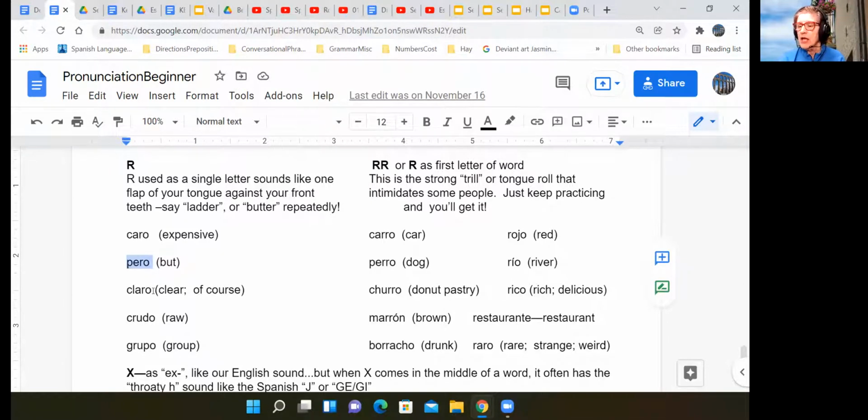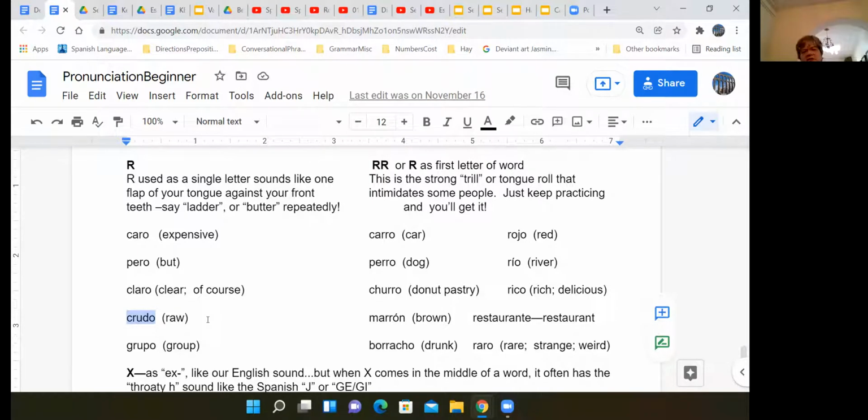Bien. Okay. Somebody, if they want to say something is clear, or if they want to say, oh, of course, might use this word, claro. Claro. Single flap. Okay. Here's a word that means raw. It's also a slang term sometimes used to say that somebody's hung over drunk after a long night of drinking, way too much. Crudo.